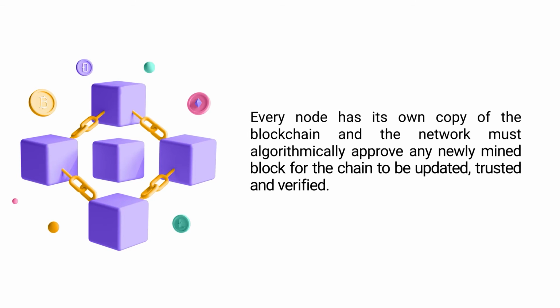Blockchain nodes can be any kind of electronic device that maintains copies of the chain and keeps the network functioning. It may be a computer, it may be a mobile, or it may be a tab in some cases. Every node has its own copy of the blockchain, and the network must algorithmically approve any newly mined block for the chain to be updated, trusted and verified.